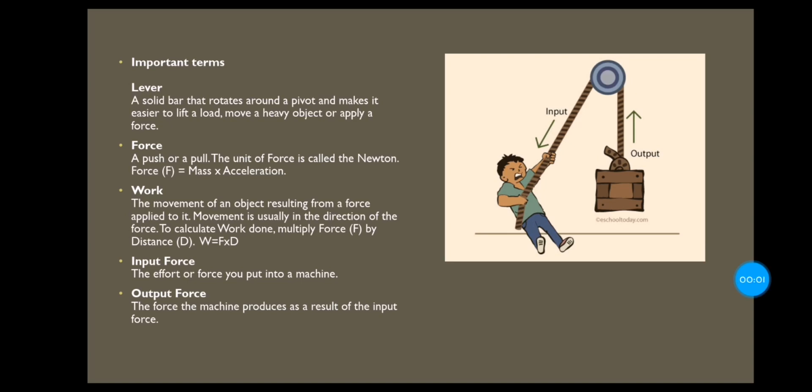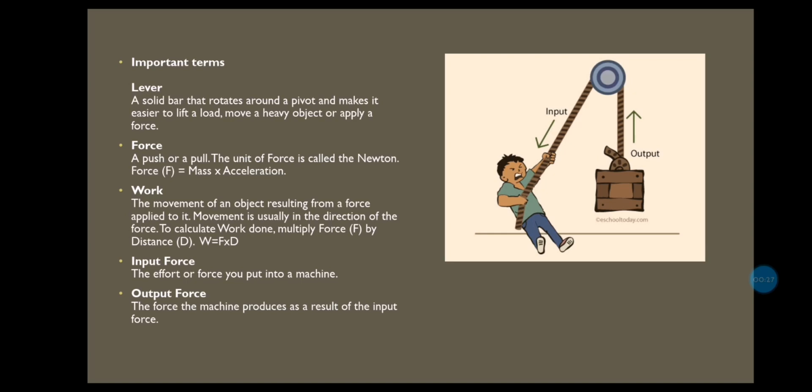Okay, so important terms to remember from this chapter or the chapter before. I have lever. It's a solid bar that rotates around a pivot and makes it easier to lift a load, move a heavy object, or apply a force. Now the force, it's a push or a pull, and the unit of force is called a Newton, and force equals mass times the acceleration.